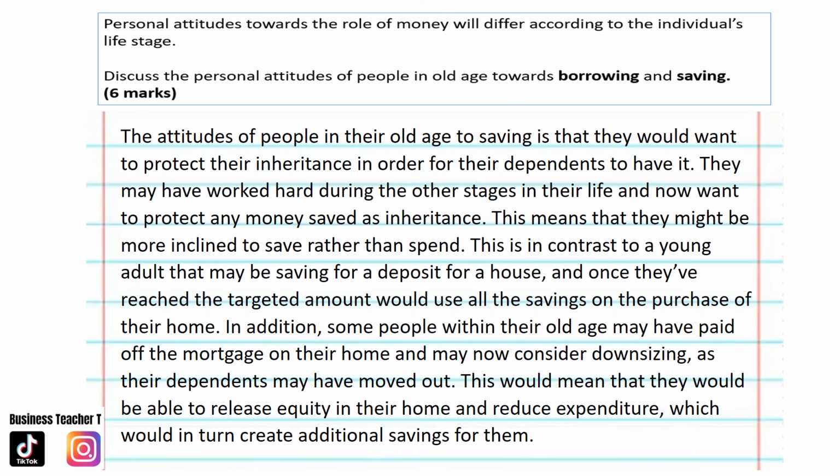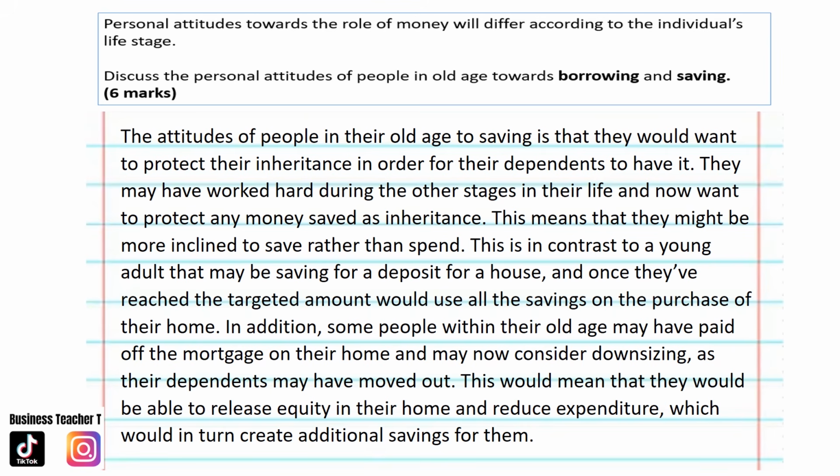So that was our competing argument. In addition, some people within their old age may have paid off their mortgage on their home and may now consider downsizing as their dependents may have moved out. This would mean that they would be able to release equity in their home and reduce expenditure, which would in turn create additional savings for them. So that was our 6 marker.